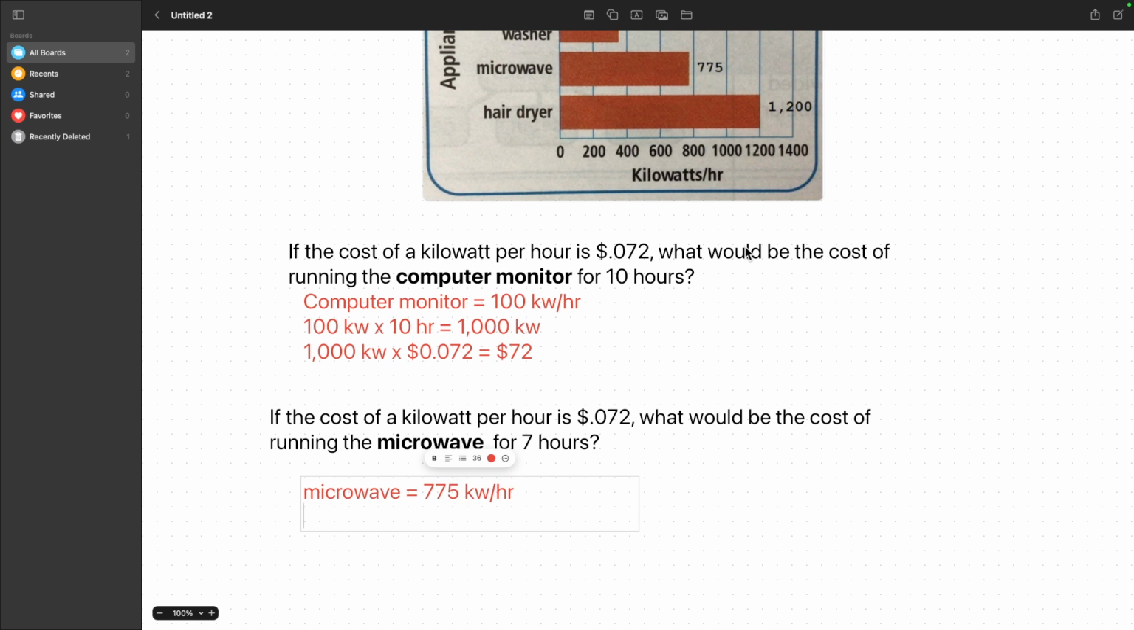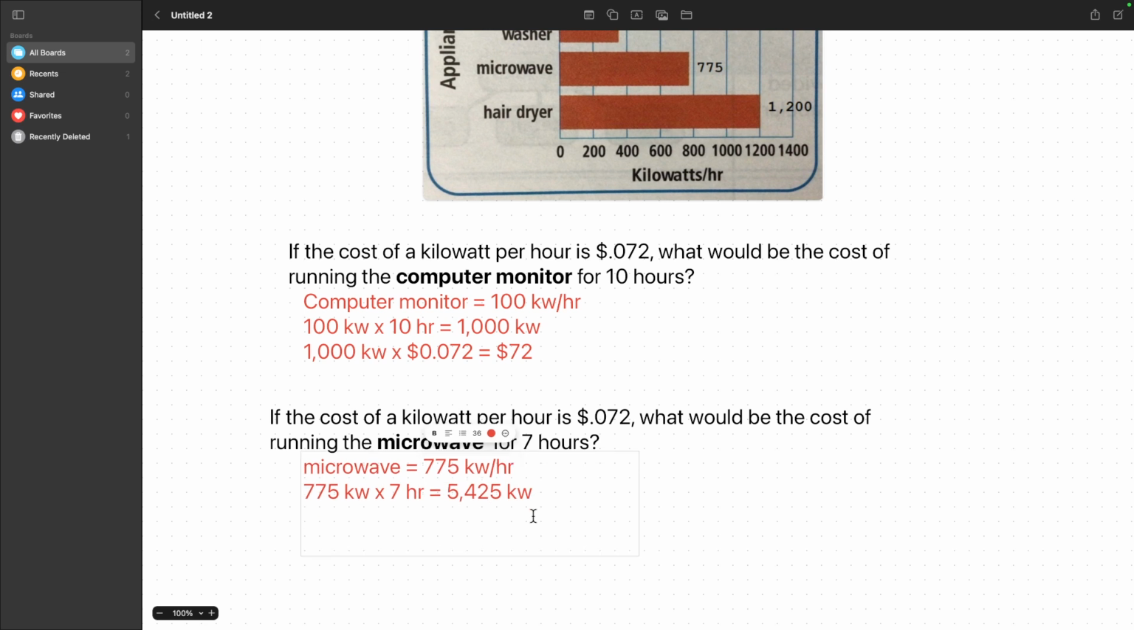My next step would be to take the 775 kilowatts and multiply it times the total number of hours we're going to run it, which is 7. So I'm going to say 7 hours, and 775 times 7 comes out to be 5,425. I know because we've already done it 4 times today. And then my last step, by the way, that would be kilowatts.